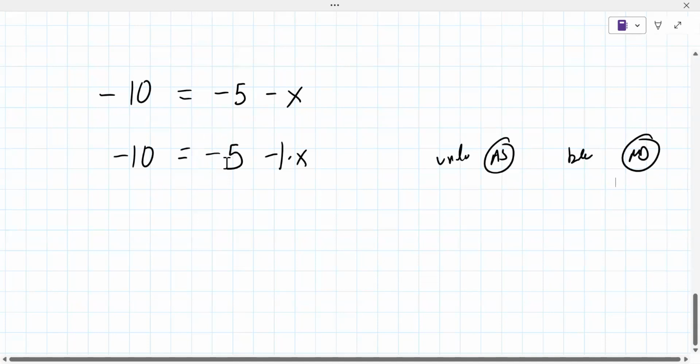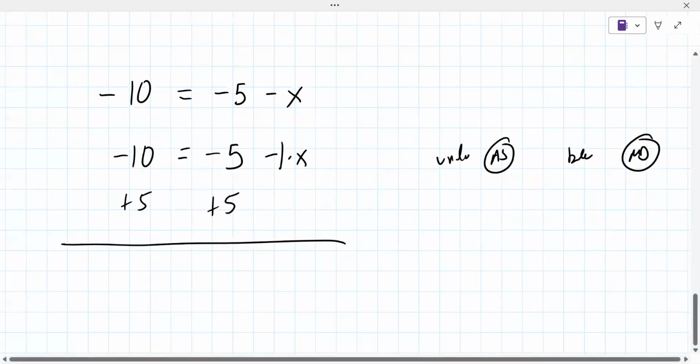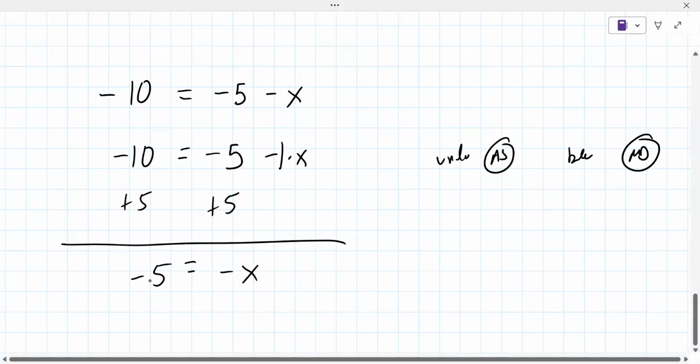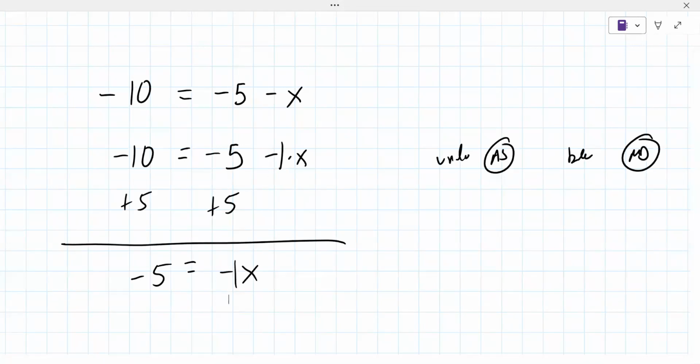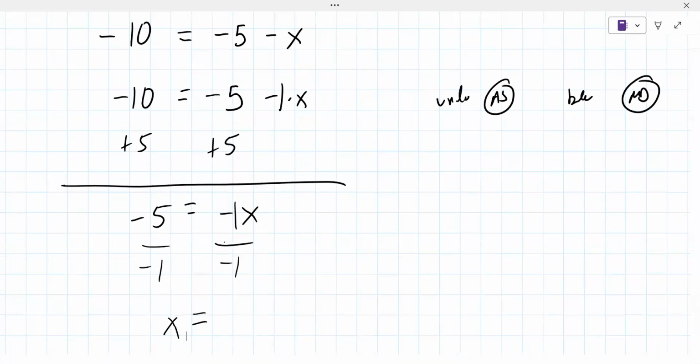So what are you going to undo here on the right? The -5. So you're going to add 5 to both sides. What is -10 plus 5? -5. Equals -x or -1x. And it's up to you if you keep writing the -1. You may find eventually you don't do that. Totally up to you. So what do you do from here to solve? Divide by -1. Good. And so x equals 5.